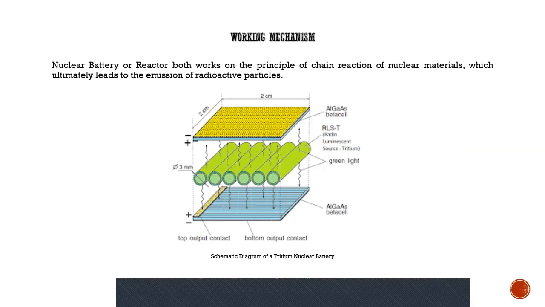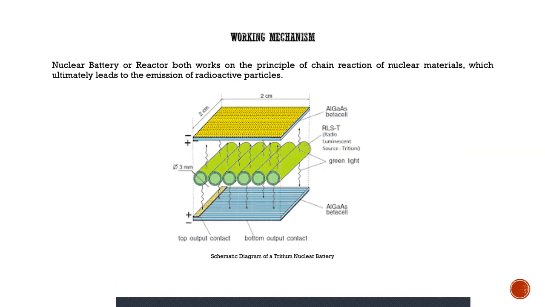Okay. So this is the schematic diagram of a tritium nuclear battery. These are the tritium cells, the tritium fuel cylinders, and these are the beta cells used. These tritium cells emit radiation, and this hits these photovoltaic cells, and these photovoltaic cells, on the other hand, convert the radiation or the heat from the radiation into electricity, and it runs the system or the load.